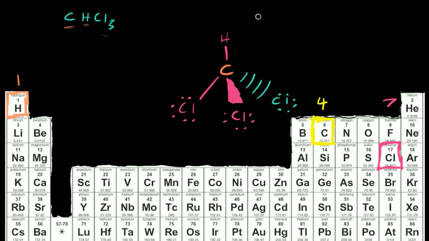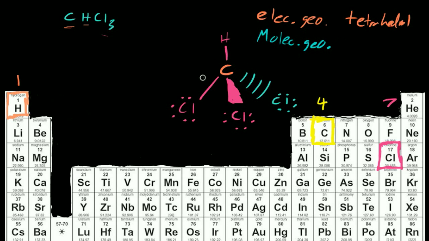Let's start out. What's the electronic geometry? Well, we've got 4 different electron groups around our carbon. So for 4 different electron groups, our electronic geometry is going to be tetrahedral, right? And then what's our molecular geometry going to be? Well, we've got 4 electron groups, none of which are lone pairs. They're all bonds around our central atom. So therefore, our molecular geometry is also going to be tetrahedral.